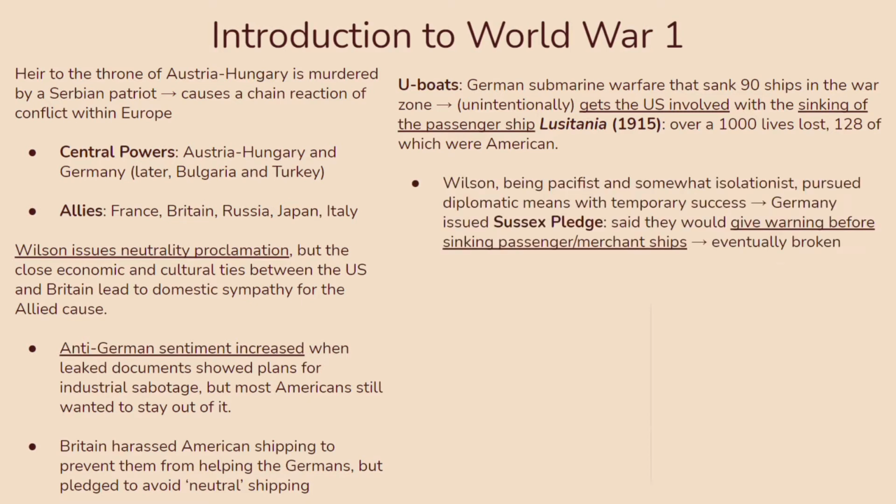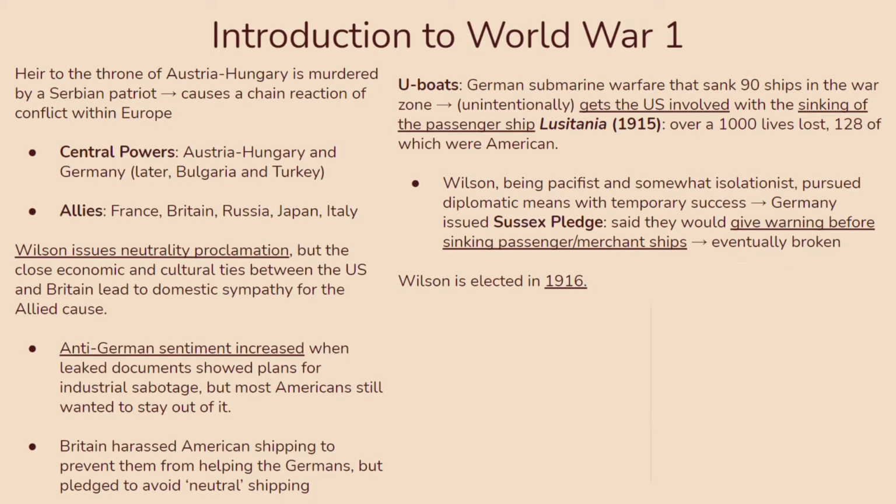But remember, Wilson was being pacifist and he was also somewhat isolationist, so he pursued diplomatic means with some success. And Germany issues a Sussex Pledge saying that they would give warning before sinking passenger or merchant ships, but this was eventually broken. On a side note, Wilson is re-elected in 1916. Again, not super important for the time being, but something you should be cognizant of.